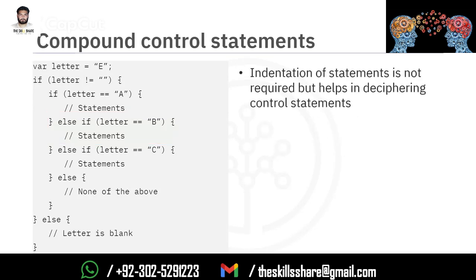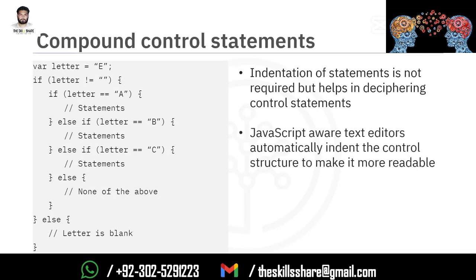Indentation of the statements of a compound control statement is not required in JavaScript. However, a programmer can find that indentation helps in deciphering the control statement. Many JavaScript-aware text editors automatically indent the control structure to make it more readable. Unlike Java, there is no block statement scope in JavaScript. Having no block statement scope means that variables declared inside one if condition can be used outside the scope of that condition.